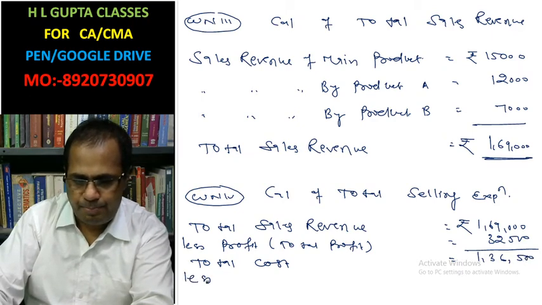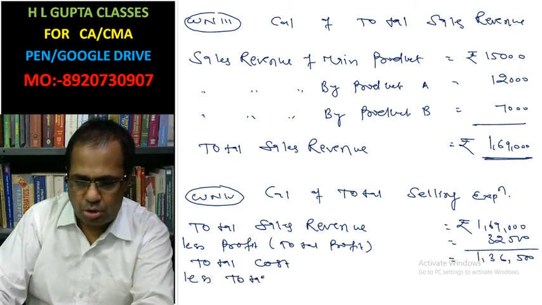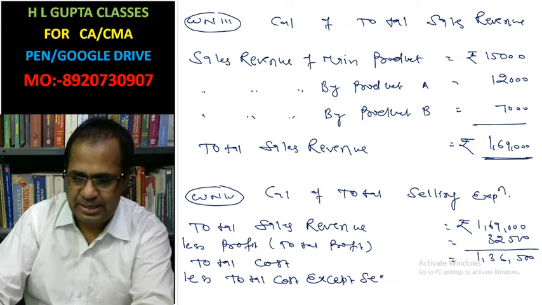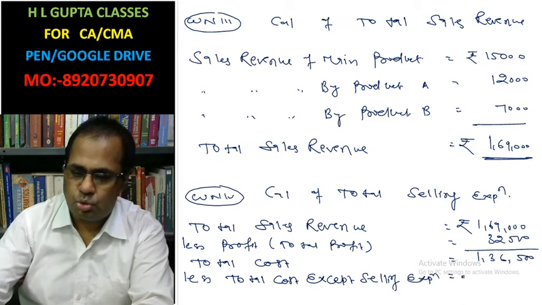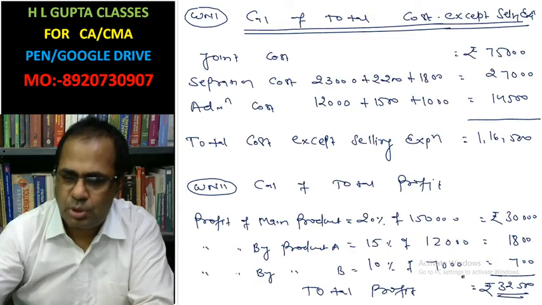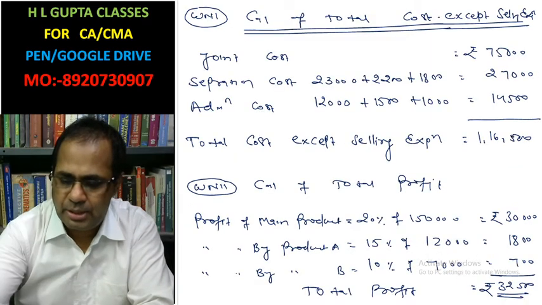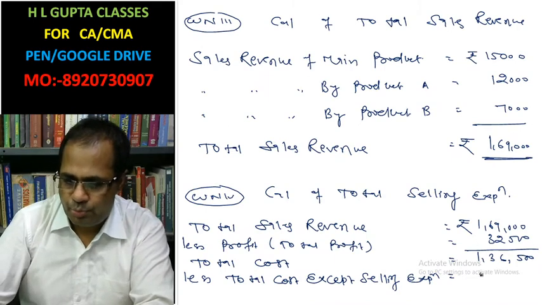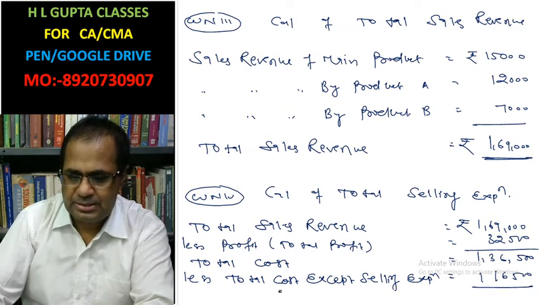Less total cost except selling expenditure, selling expenses. So total cost except selling expenses is 1,16,500 here. After this, you can calculate selling expenses.